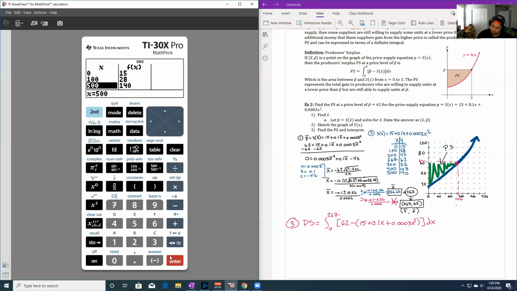Okay. Cleanup. 0 to 267 of, so that negative has to distribute. So 62 minus 15, you'll get your 47. So we'll get 47 minus 0.1x minus 0.0003x squared dx. So all the signs change.